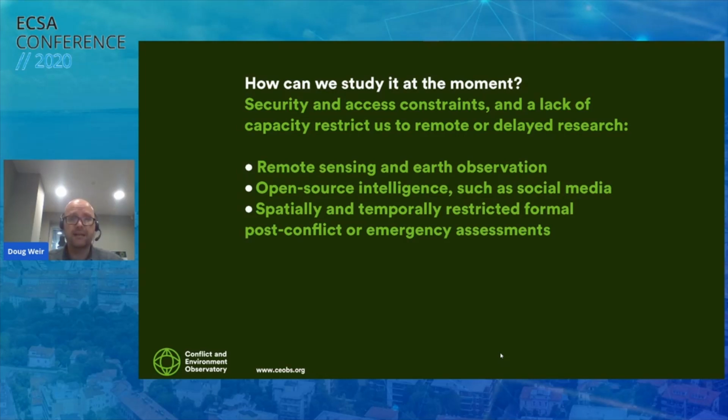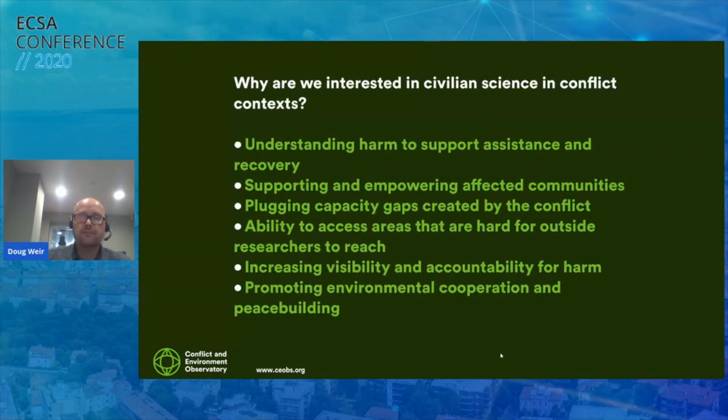Things are a little bit different now because of these other tools that we have available to us. But one of the key issues we're lacking is this ground truthing, and having people on the ground who can verify the issues that we're identifying remotely. So that's why we're particularly interested in civilian science or citizen science in conflict contexts.